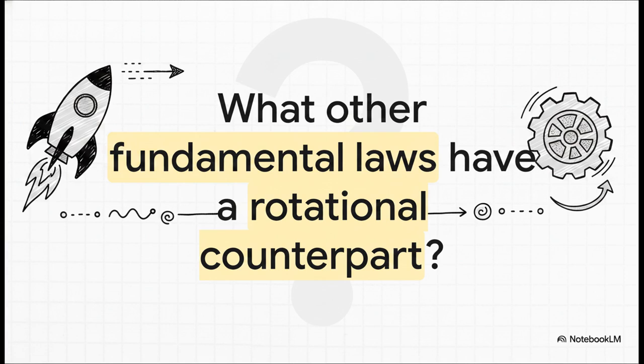And I'll leave you with one last thing to think about. We saw this amazing parallel, right? How the laws of rotation mirror the laws of motion in a straight line. This isn't a coincidence. It's a deep pattern in the universe. So my question to you is, what other fundamental laws that you know for linear motion might have a secret rotational twin just waiting to be discovered?